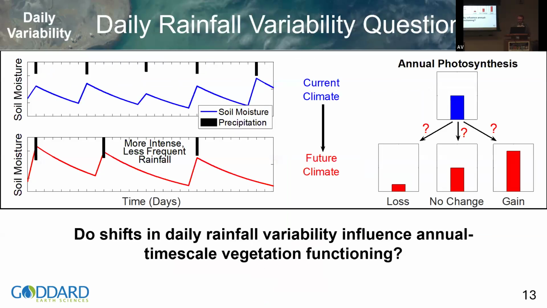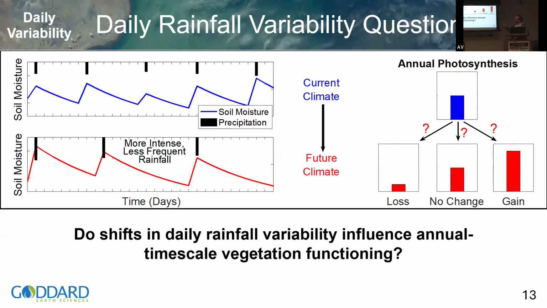Okay, so looking at the first question, breaking this down a little bit. Do shifts in daily rainfall variability influence annual timescale vegetation functioning? You can think of it like this as just a schematic plot, a given month having 5 rainfall events and soil moisture pulsing up and then declining over a couple days until the next event. And then a different month, or the kind of climate that we're changing into, we're having more intense, less frequent rainfall. Now we have 3 rainfall events, but they're larger.